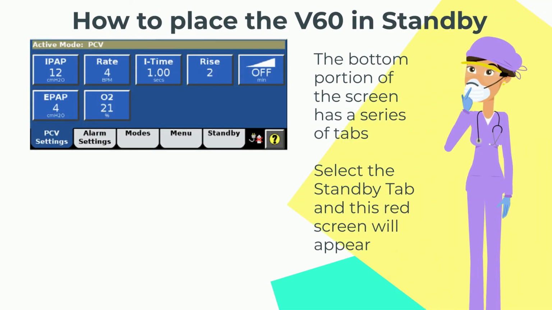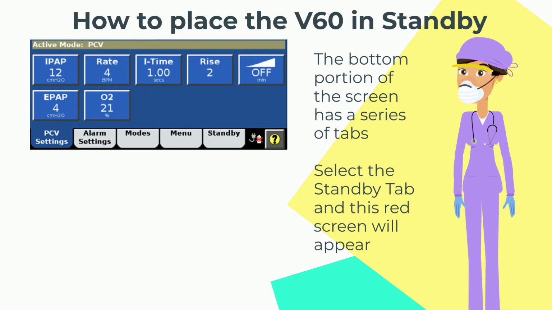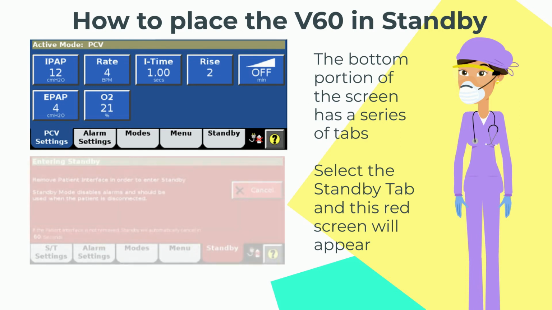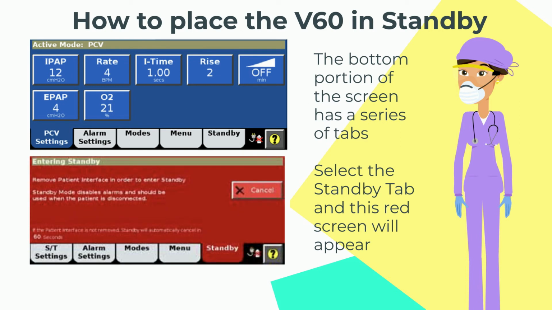When you remove a patient from BiPAP, it often alarms a lot. In order to prevent excessive alarms, you can place it in the standby mode. The bottom portion of the screen has a series of tabs. Select the standby tab and this red screen will appear.